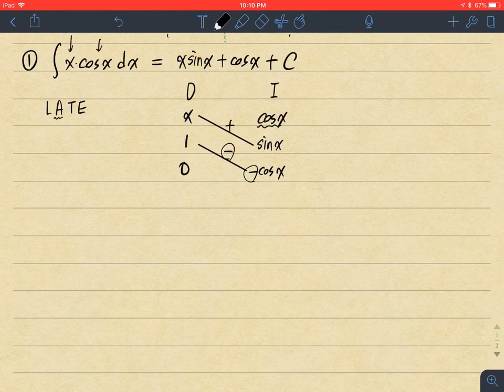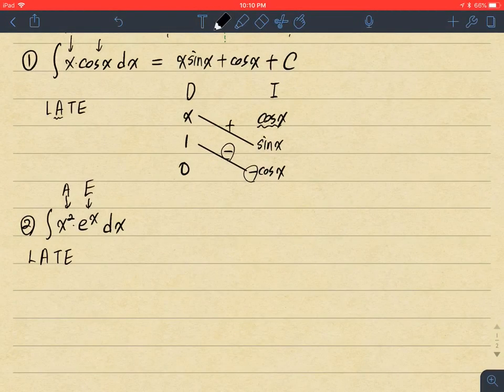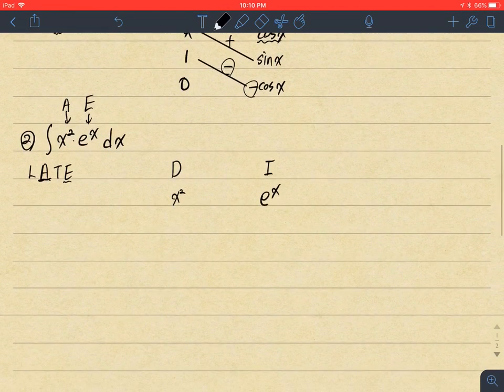Alright, let's solve the second problem. Get the antiderivative of x squared times exponential x dx. And again, you write LATE. This is an algebraic function, this is an exponential function. Because A is on the left side, you want to take the derivative of x squared. So again, D, I, x squared, exponential x, and you take the derivative of x squared until it becomes 0.